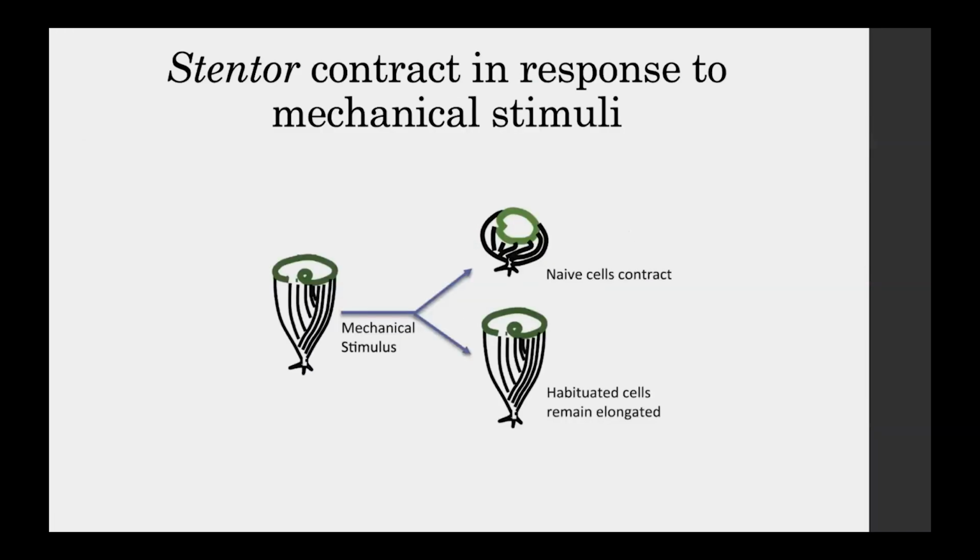When I mentioned Stentor contraction in the previous slide, when Stentor get a tap or any sort of mechanical stimulation, they contract from that elongated trumpet-like shape to a ball-like shape, sort of like a roly-poly, and this is an escape response from predators. But as I mentioned, the cool thing about Stentor is that they're capable of learning.